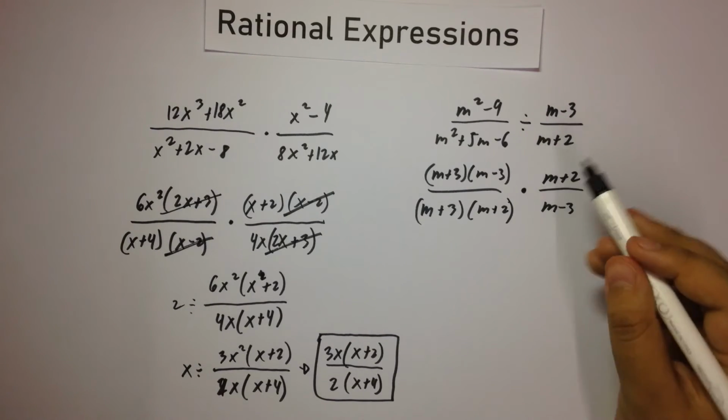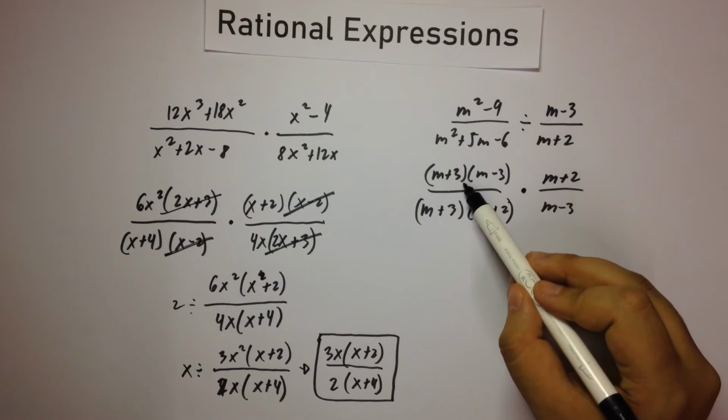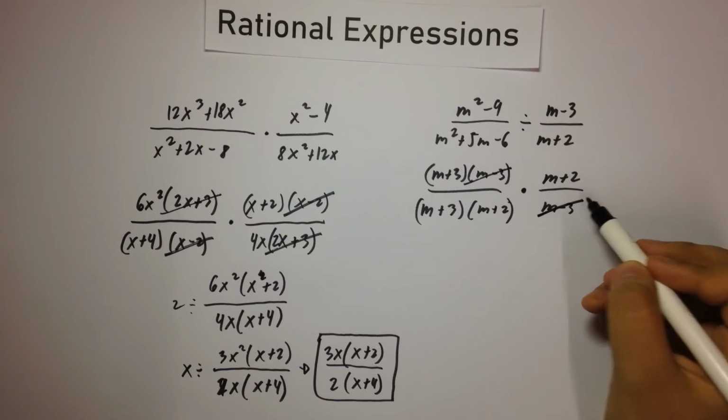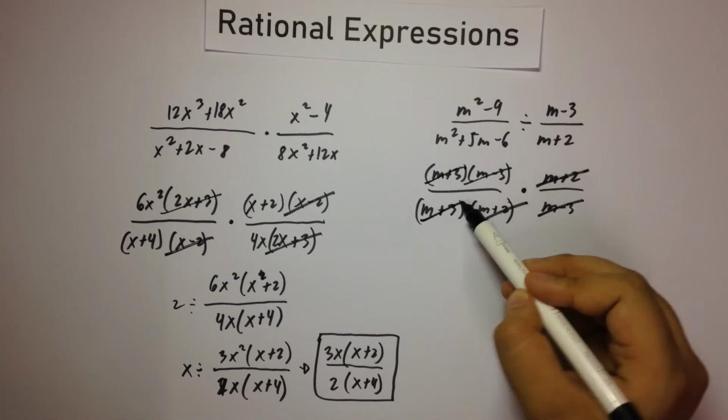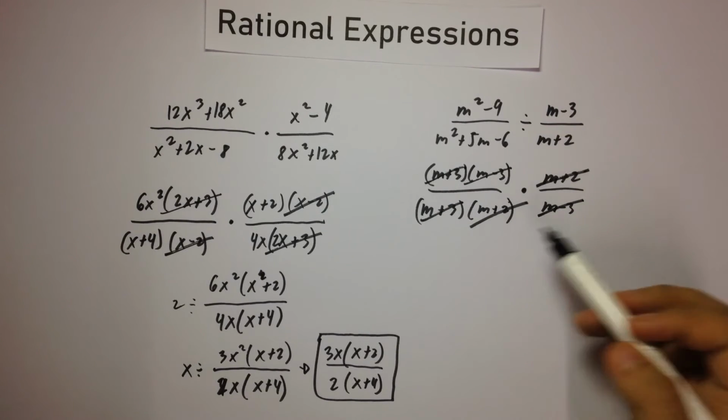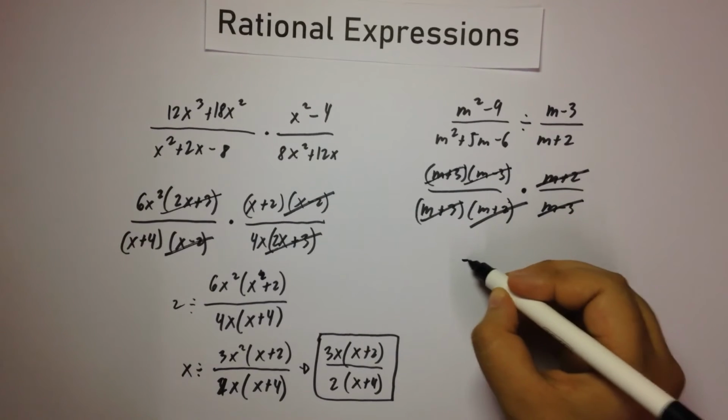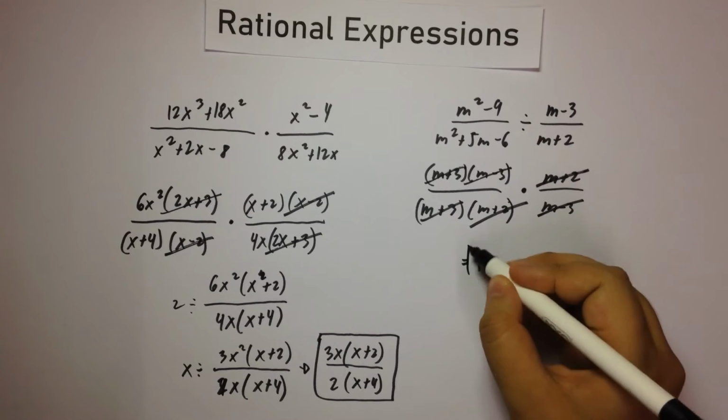Let's start cancelling out. We can cancel m minus 3, m plus 2, and also m plus 3. That means we cancelled all of the factors out, which leaves us with 1.